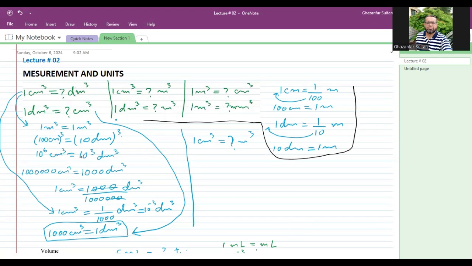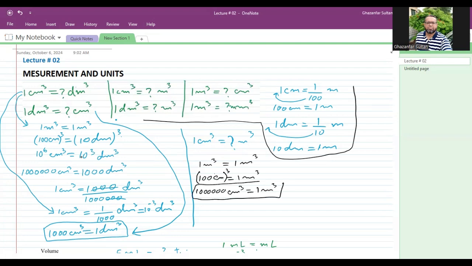1 centimeter cube, again 1 meter cube is equal to 1 meter cube. So we shouldn't change it. It would remain same. But here 1 meter is equal to 100 centimeter. So there would be cube of the 100 centimeter. So it becomes 1 million, 1, 2, 3, 4, 5, 6 centimeter cube is equal to 1 meter cube.